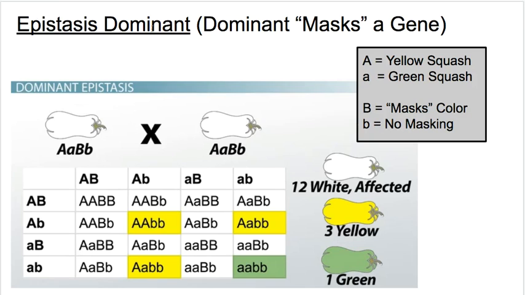Now we call this epistasis dominant because this is the epistasis gene. The B is the epistasis gene. If it's dominant, it does the masking. So the dominant masking of the gene.